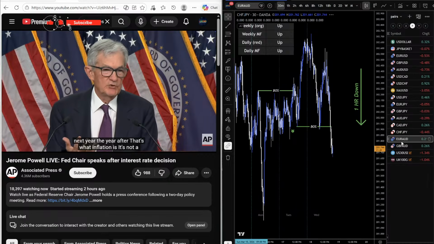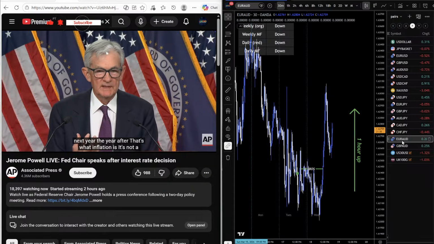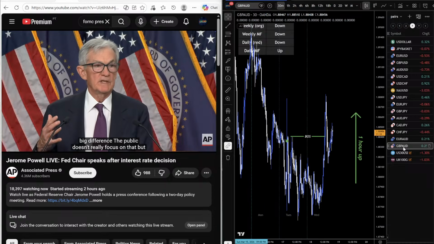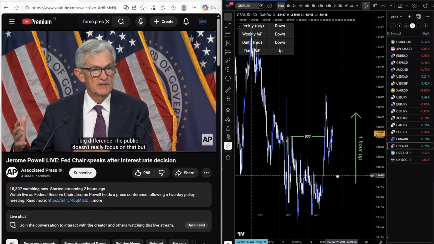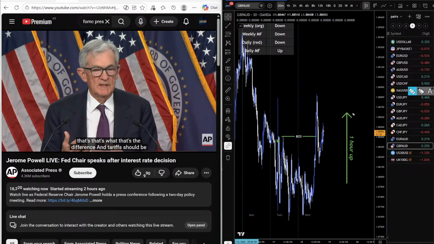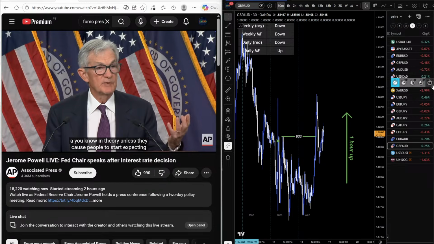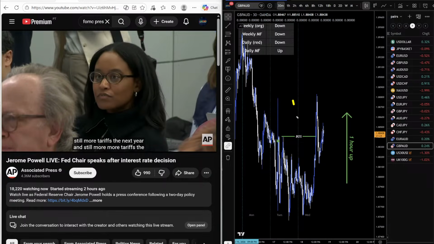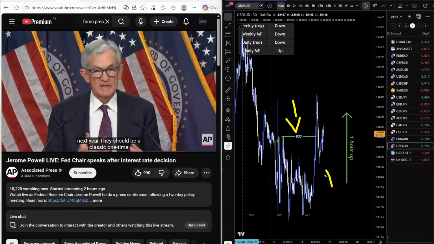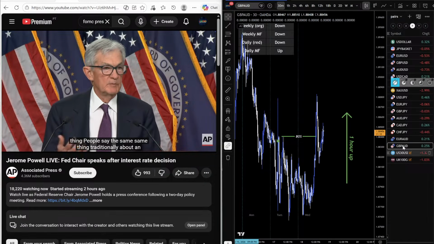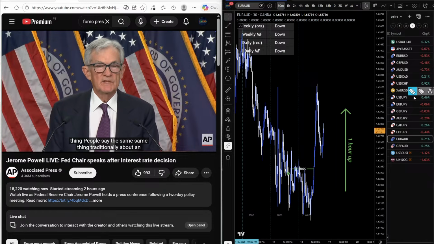And tariffs should be, in theory, unless they cause people to start expecting still more tariffs the next year and still more tariffs the next year, a classic one-time thing. People say the same thing traditionally about an energy price spike, because traditionally prices go up and they come back down. And by the time monetary policy would react, it would be over. So I don't have tons of confidence on that.